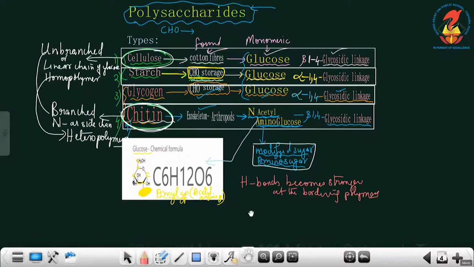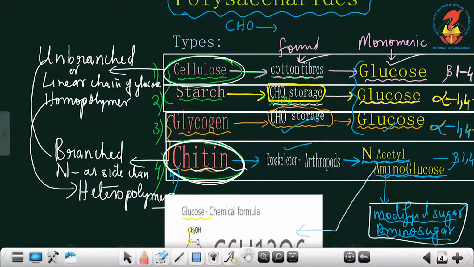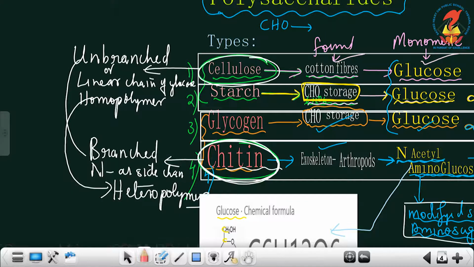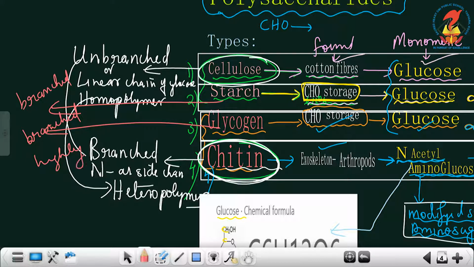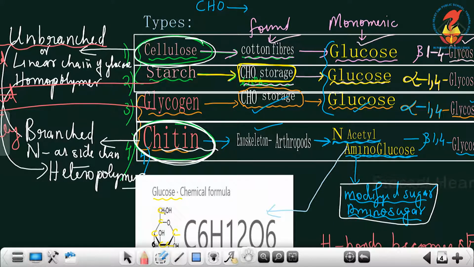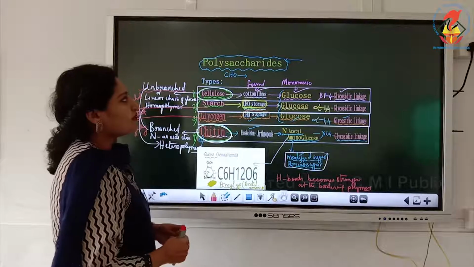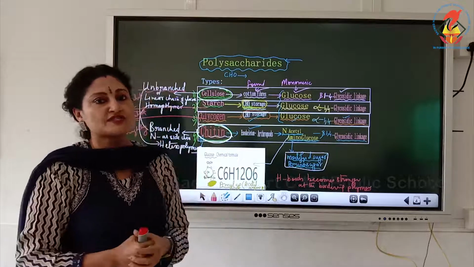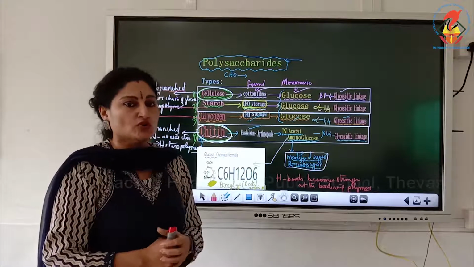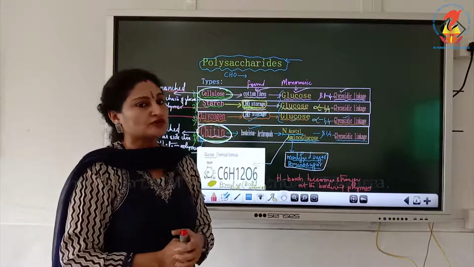Talking about the remaining 2 with respect to whether they are branched or unbranched, starch and glycogen are also branched polysaccharides, chitin is highly branched and cellulose is unbranched. So, with that I wind up polysaccharides. So, once again reiterating, what are polysaccharides? Polysaccharides are long chains of monosaccharides called glucose, which are connected by glycosidic linkages.